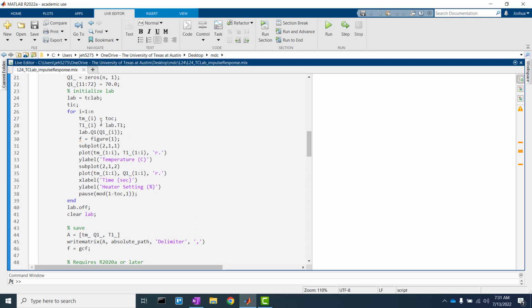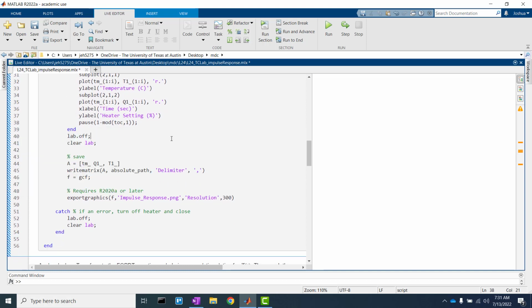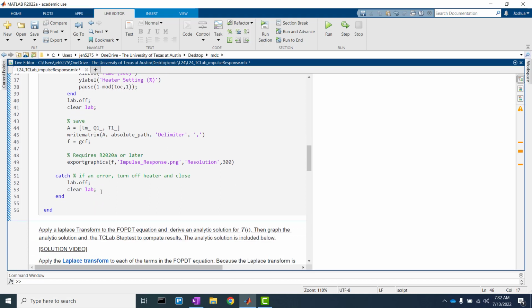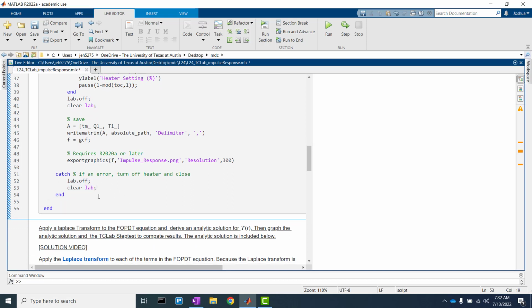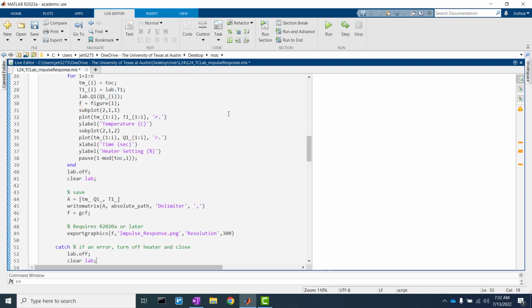We'll start our timer, we'll take the time, we'll take the temperature, and then we'll pause for the remainder of a second. That should be 1 minus right there. Finally, we'll turn the heater off, and we'll write our CSV, and we'll export our PNG. If there's some error there, we'll make sure that the lab turns off, and then we'll clear the lab variable. So we'll go to that point, and then we'll talk about how we derive the Laplace transform.